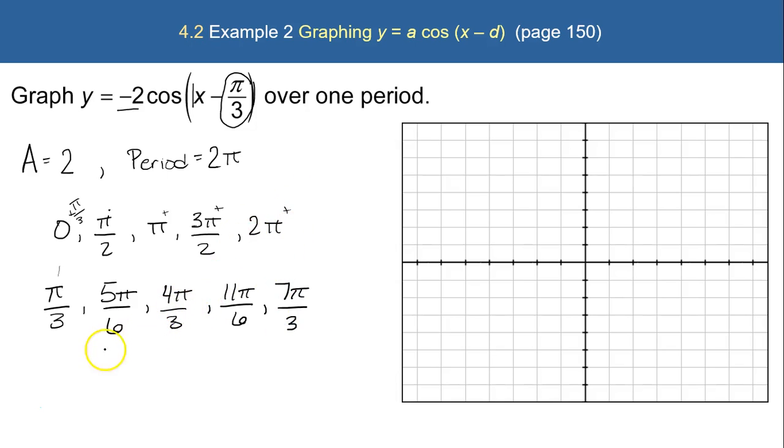Now I'm going to label the x-axis with all of these values here. Let's see, I'm going to make that pi over 3. This is going to be 2 pi over 3, 3 pi over 3. This is 4 pi over 3. So halfway in the middle is going to be our 5 pi over 6. And then 4 pi over 3, 5 pi over 3, 6 pi over 3, 7 pi over 3. And halfway between that is our 11 pi over 6.